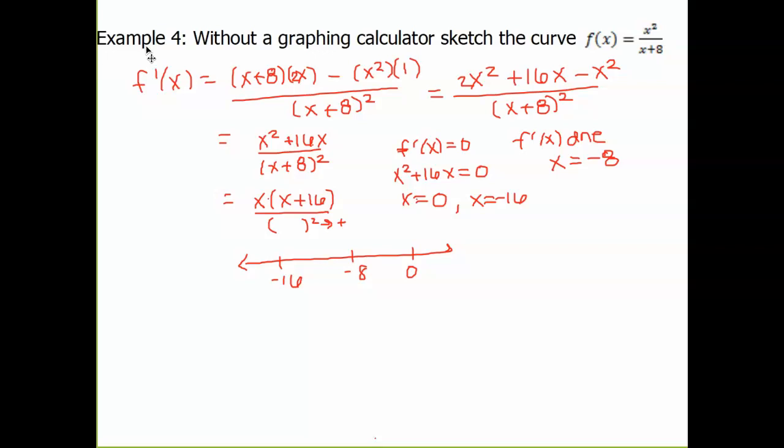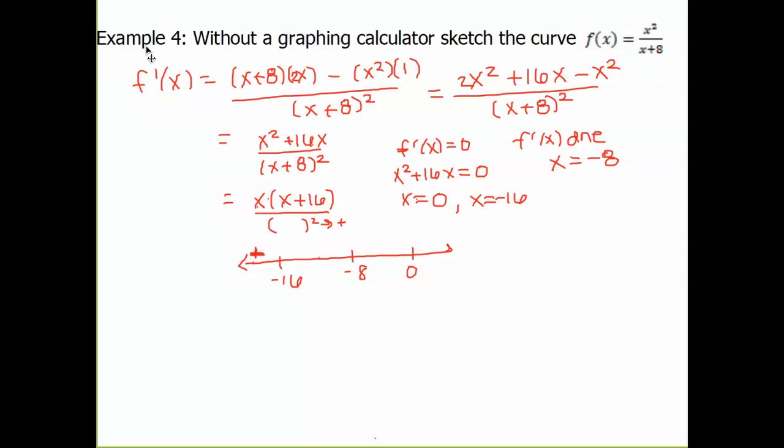So you have a negative on the outside, a -16 plus 16. Oops, sorry. If you plug in -17, you've got to go less than it. So negative on the outside, -17 plus 16 is negative. So negative times a negative is positive. Bottom's always positive. So this is positive.